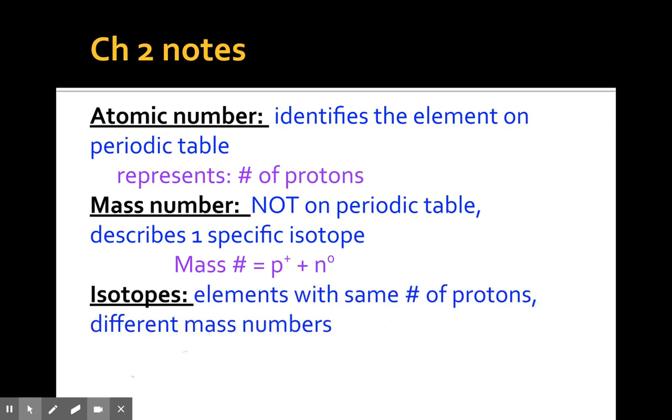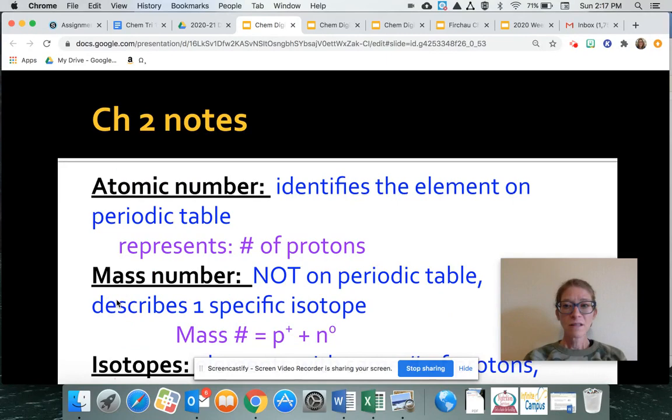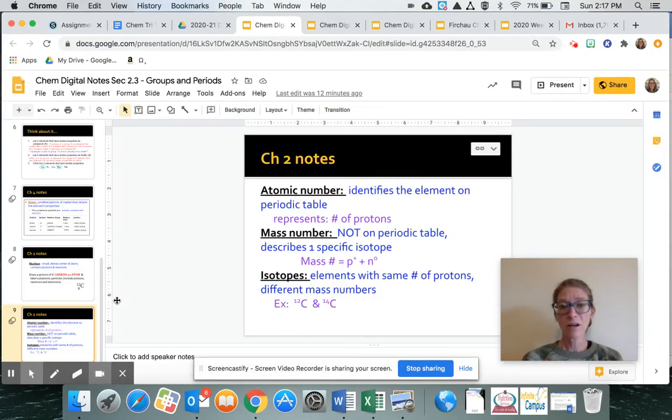And last term for today is isotopes. So isotopes are elements with the same number of protons, but different mass numbers because they have a different number of neutrons in the nucleus. So for the rest of today and tomorrow, we'll be practicing with different isotopes. With isotopes, we'll identify the number of protons, neutrons, and electrons. You'll calculate the mass number. So we'll practice mass number and isotopes over the next day. And then the next day, we'll move on to average atomic mass.